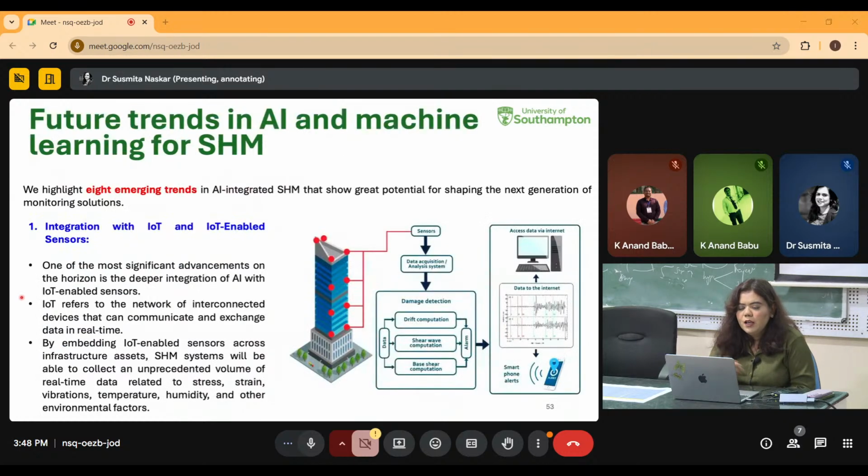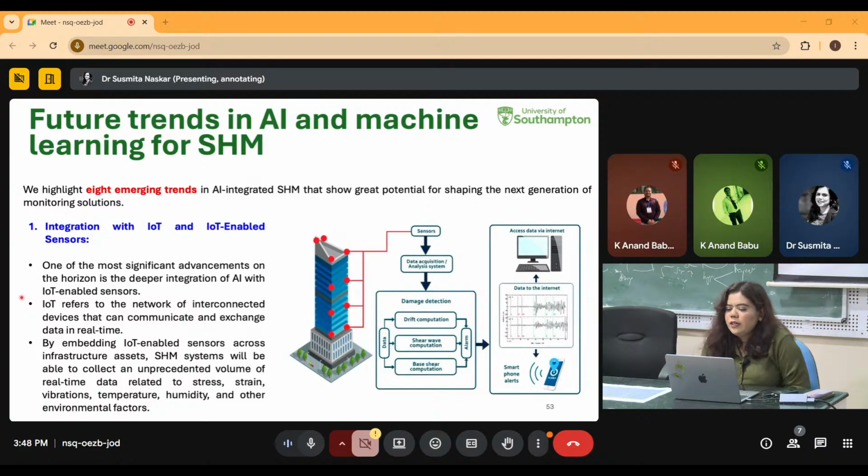So that's something I would say is a very great way of understanding how machine learning works. And then from there we go a little bit into the future trends of AI and machine learning in SHM, and we will see a lot of IoT devices, how they are going to be used. And here you can see that we are talking about the future trends. As I said, here we are going to talk about 8 emerging trends, and the first one is definitely, when we talk about machine learning, IoT, we cannot ignore that. That's one of the most useful, most used ones, IoT and IoT enabled sensors, right? And this one is, as I said, one of the most significant advances currently on the horizon.